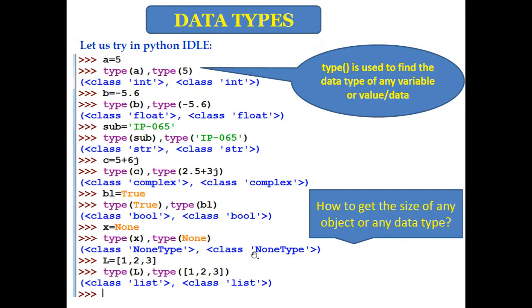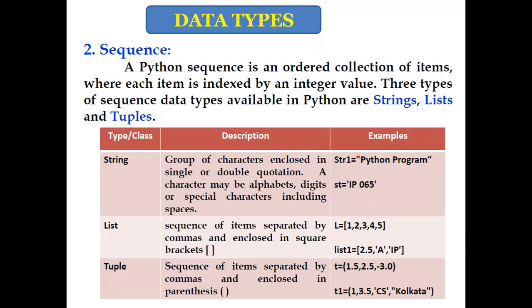Now let's move on to the next data types. Sequence. A Python sequence is an ordered collection of items. Each item is indexed by an integer value. Three types of sequence are available: strings, lists, tuples. Actually, these follow a particular sequence, that is indexing in a particular order. Elements are placed in a particular order, starting from 0 in the forward direction, forward indexing.